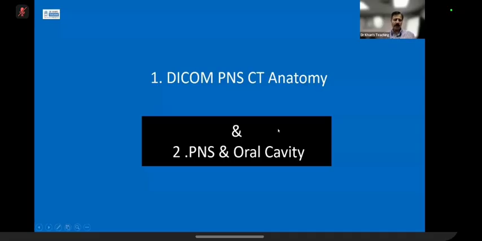So I think we take a 5-minute break here. When we come back, I will go through a DICOM of a paranasal sinus, which will consolidate this anatomy. So 5-minute break now.